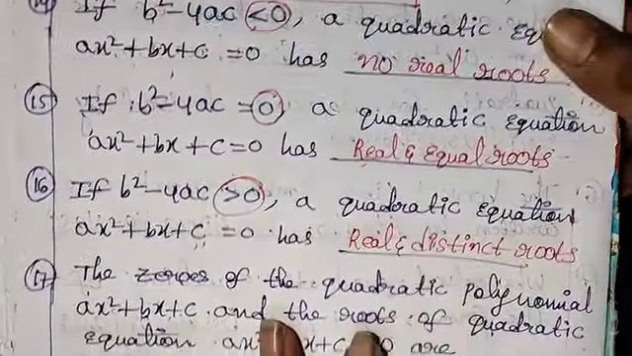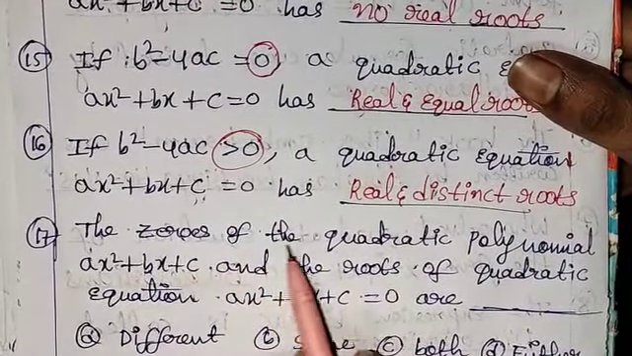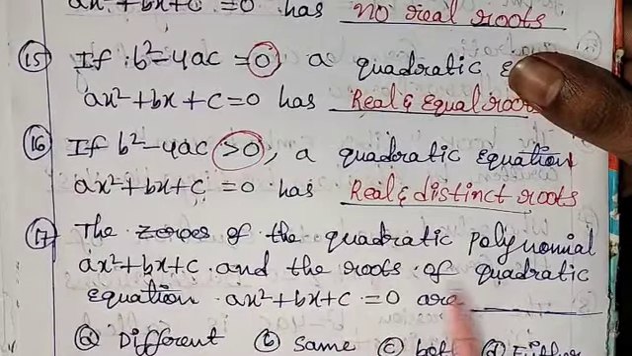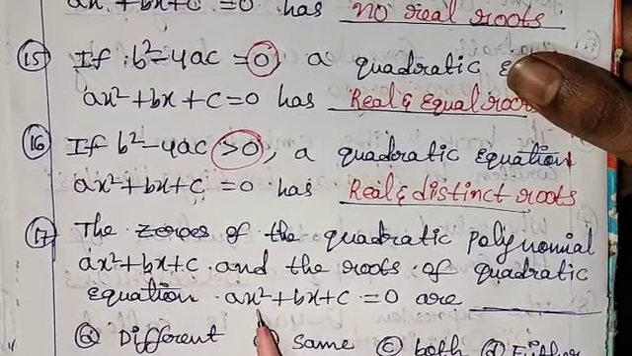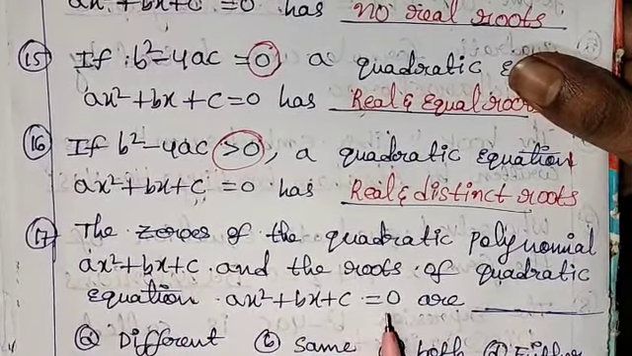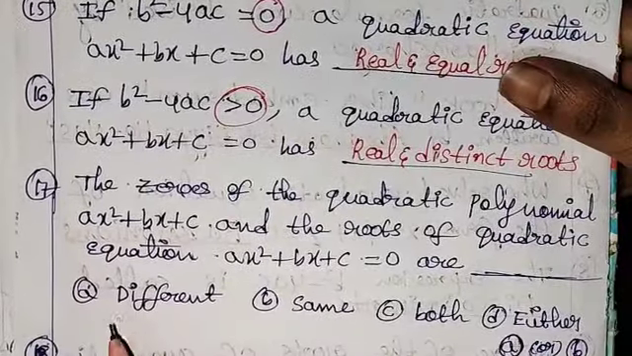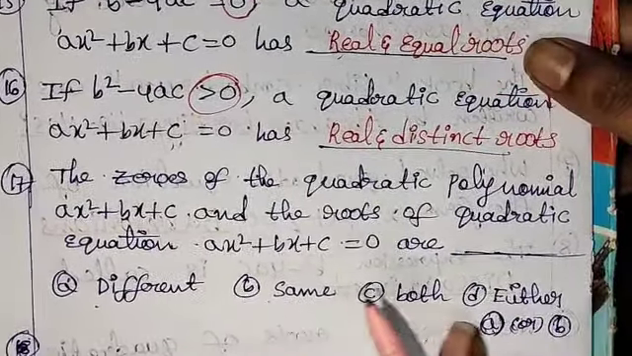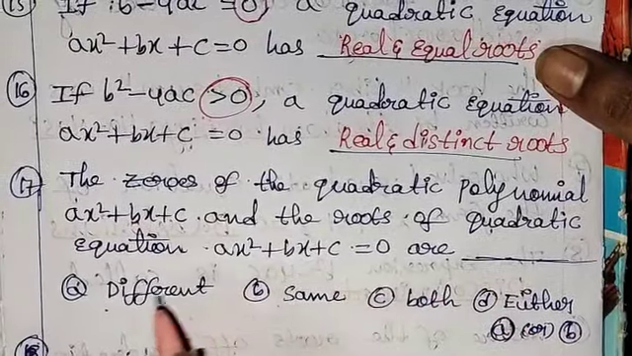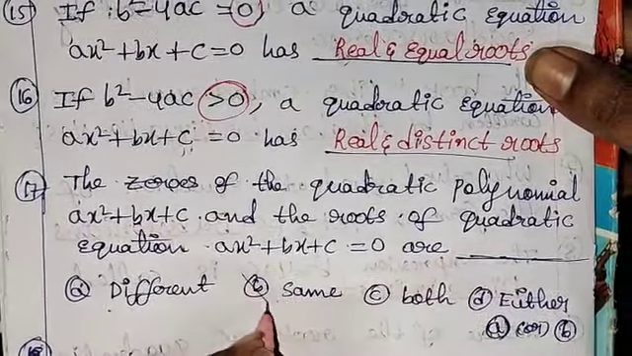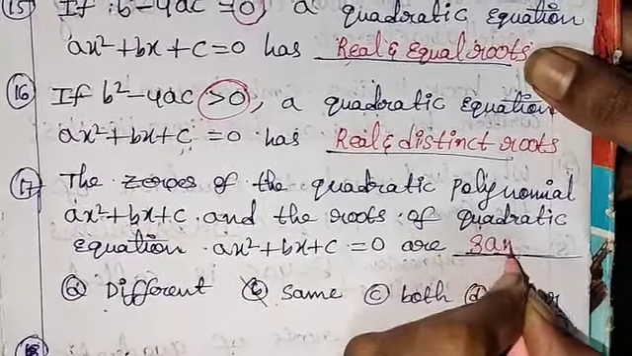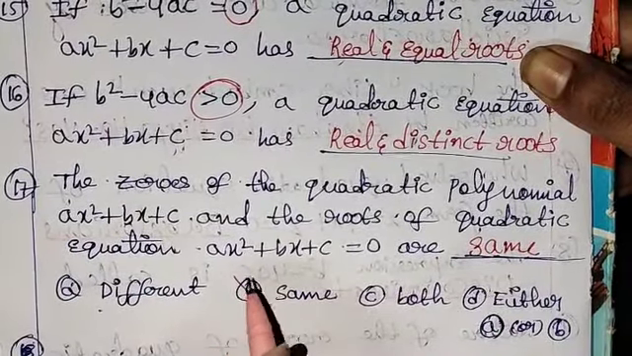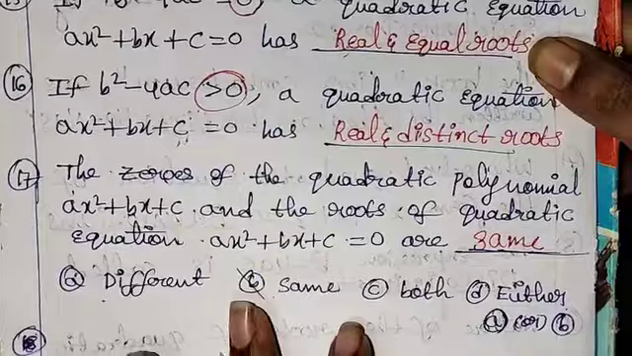Distinct means different. The zeros of the quadratic polynomial ax² + bx + c and the roots of the quadratic equation ax² + bx + c = 0 are: option A different, option B same, option C both, option D either A or B. Option B is correct, same. So zeros of a quadratic polynomial and roots of a quadratic equation are the same.